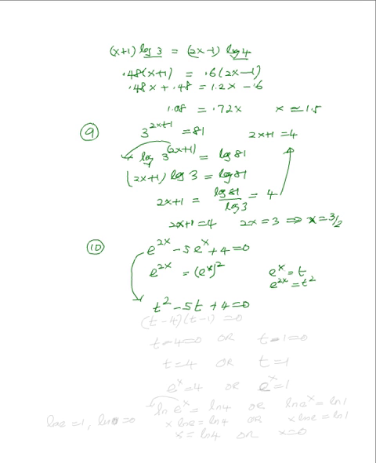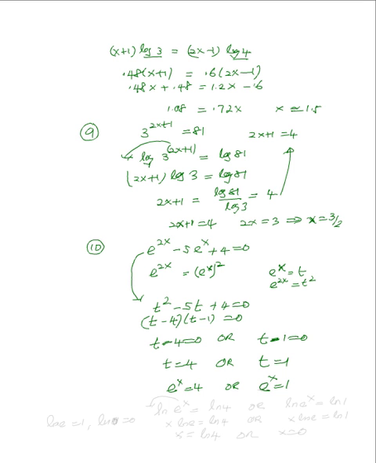Now, this is a quadratic equation. You can easily factor it like t minus 4 times t minus 1 equals 0. So either t minus 4 is 0 or t minus 1 is 0. So this will lead us to write t equals either 4 or t equals 1. Now, once you have done this, we recognize e to the x is t. So we have a situation like e to the x equals 4 or e to the x equals 1.